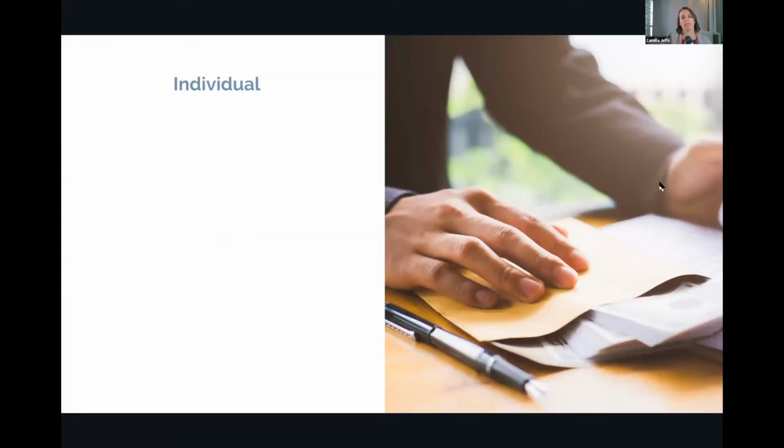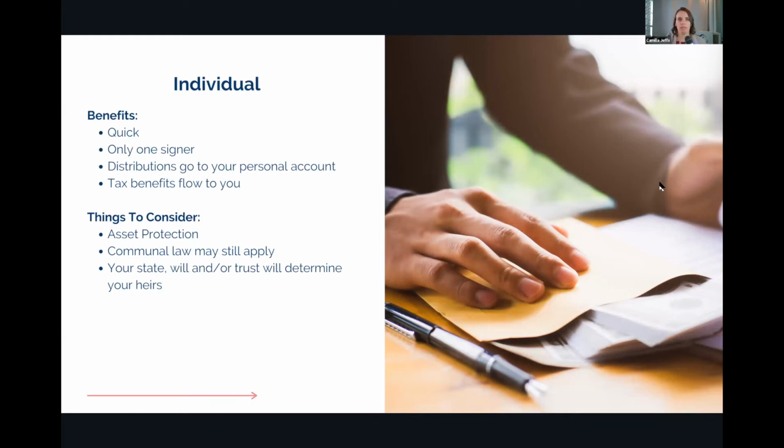So let's talk about kind of the pros and cons and things to think about as you invest. So number 1 is an individual. So benefits are it's pretty quick, right? Like you can manage it yourself. You don't have to check with someone else. There's not extra paperwork that has to be done. There's only the one signer, just one person signs. The distributions will just go straight to your personal account.